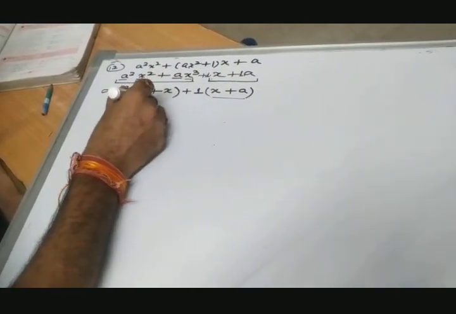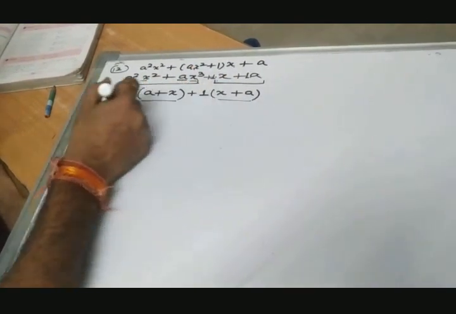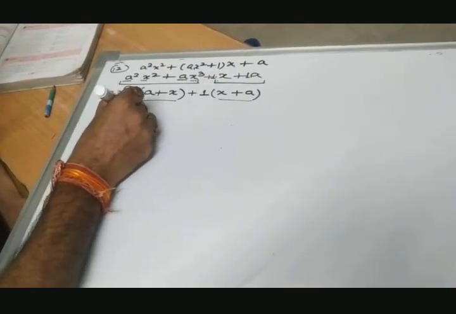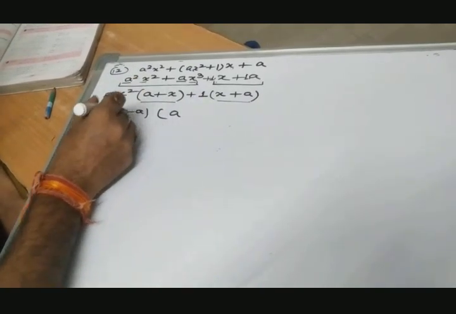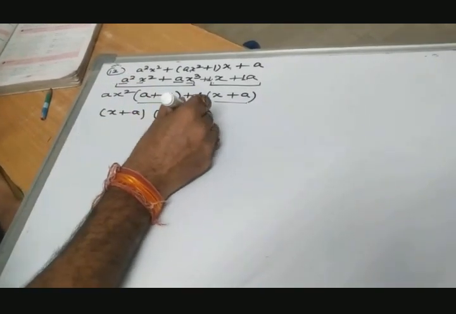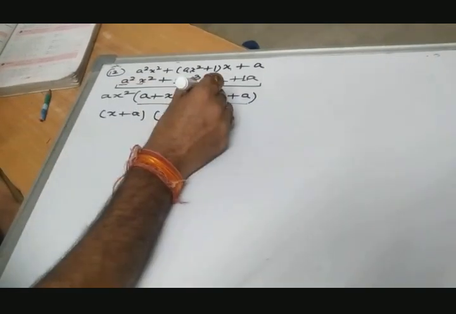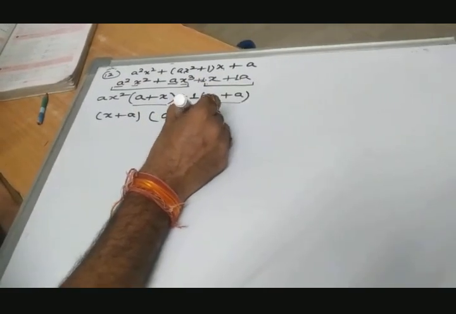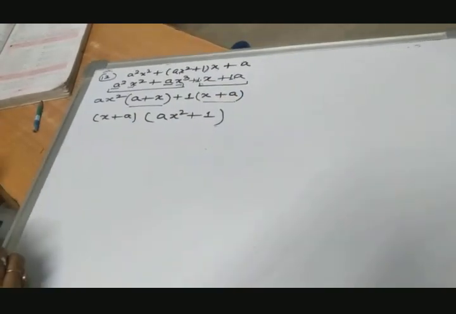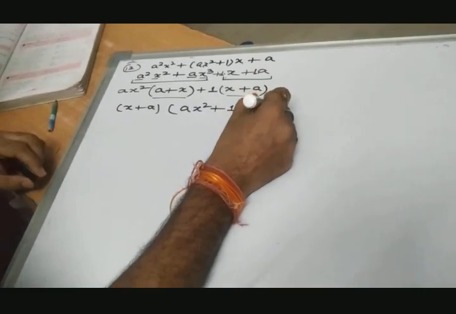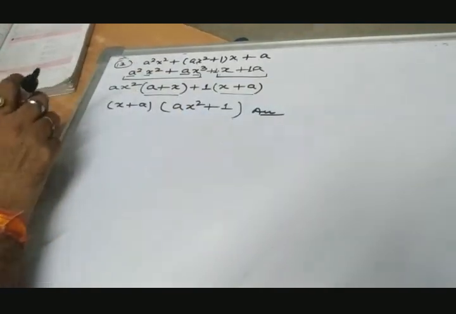This contains x + a, and this contains x + a. Both terms contain x + a, so we take x + a as the common factor. When we divide the first term by it, x + a cancels, and the answer will be ax². When we divide the second term by the common factor, x + a cancels, and the answer will be 1. So the answer will be (x + a)(ax² + 1).